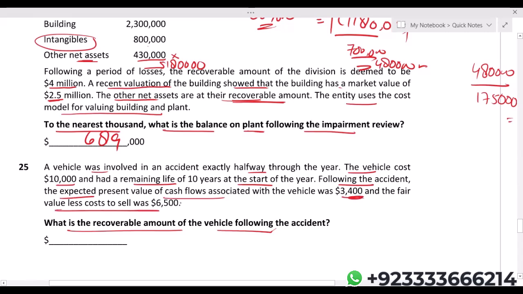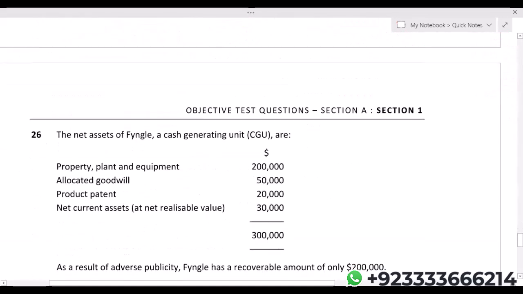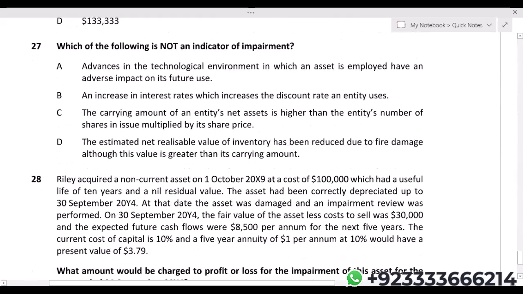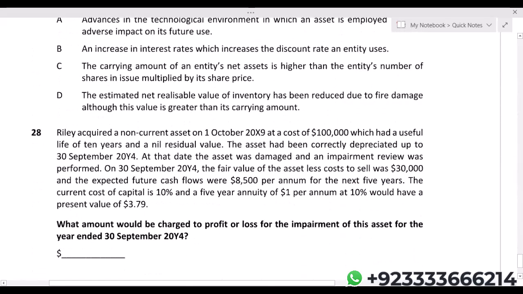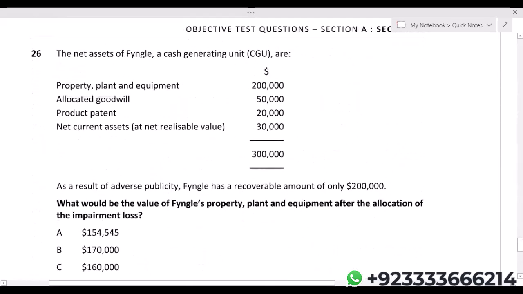Fair value minus cost to sell. So can I say the recoverable amount is 6,500? Why? Because recoverable amount is the higher of fair value minus cost to sell and value in use. So simply 6,500. Okay, students, I'm just giving you a very small homework to every one of you.